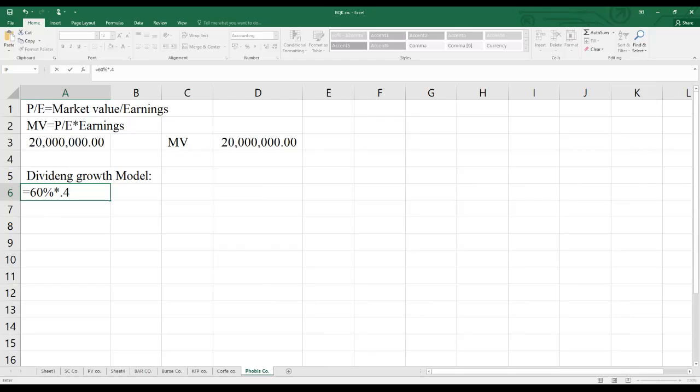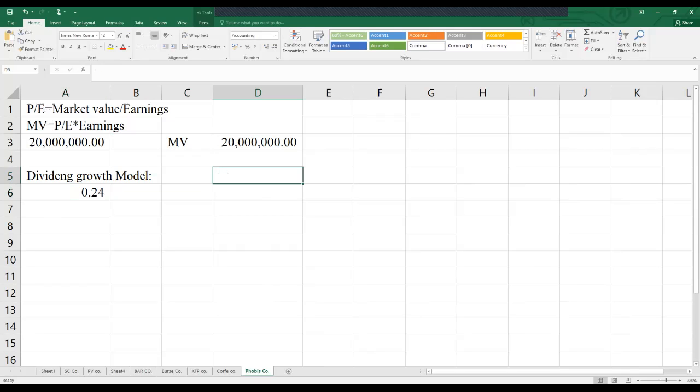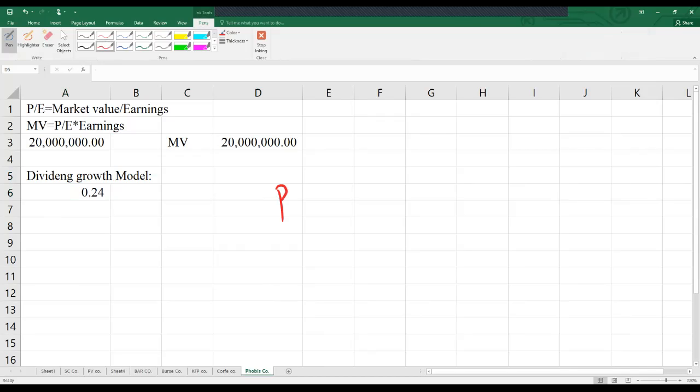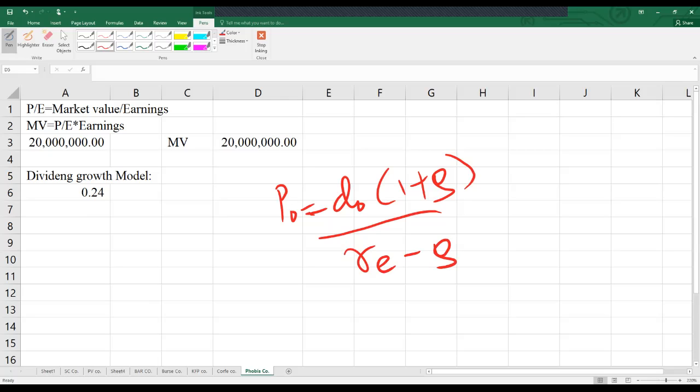Don't forget the formula. Let me just show you the formula. P naught, the market value, is equal to D naught times 1 plus G, divided by cost of equity minus G. I think you've done this already. D naught we have here. Then 1 plus G, the growth in dividend, we need to do that. So let me first do the growth in dividend, so let me have the working here.